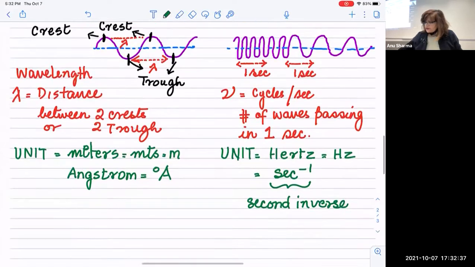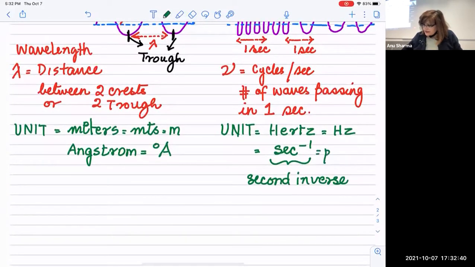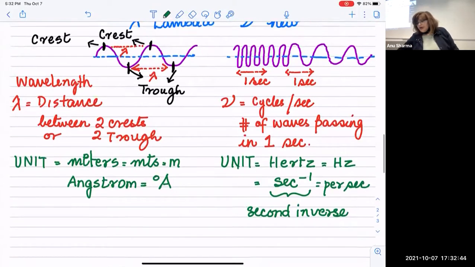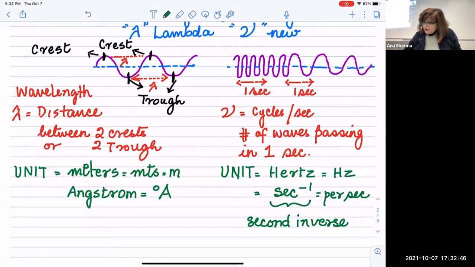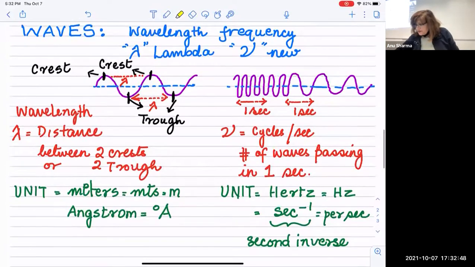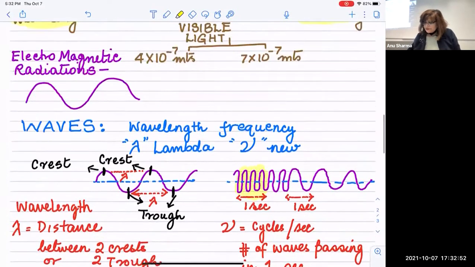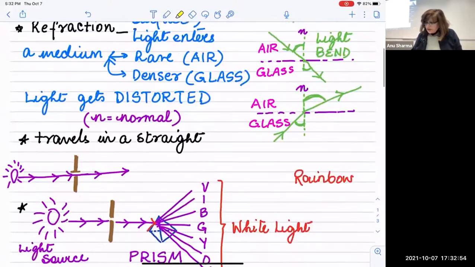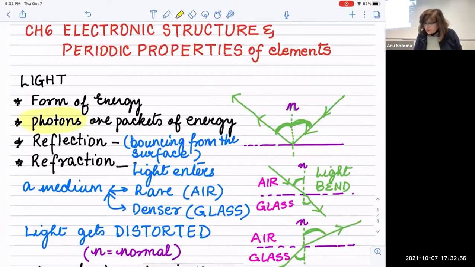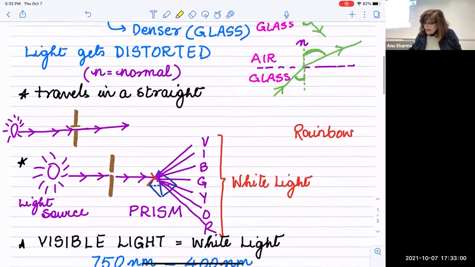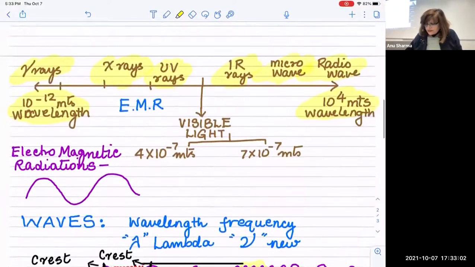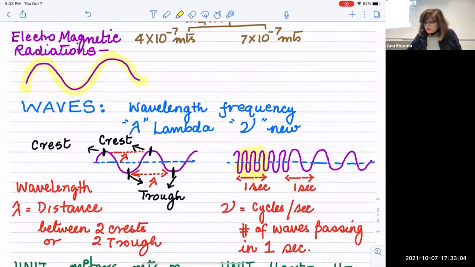And the second inverse also means per second. So either way you could write, okay? So now the number of waves that pass, as we said, in 1 second, that means more energy is passing. All these photons, and light, we talked about light, we talked about that they are photons. Photons are packets of energy. So many packets of energy, when we talk about these waves, this is how the photons travel.